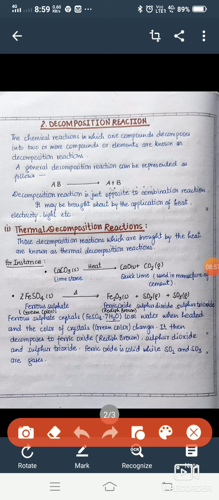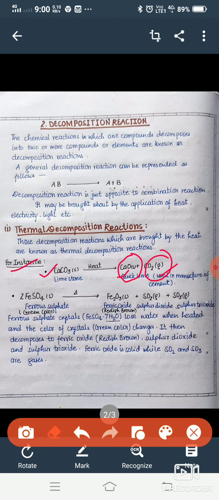Take an example. First, if we heat limestone, that is marble or calcium carbonate, then it breaks down into calcium oxide and carbon dioxide. So here, calcium carbonate decomposes into calcium oxide and carbon dioxide.